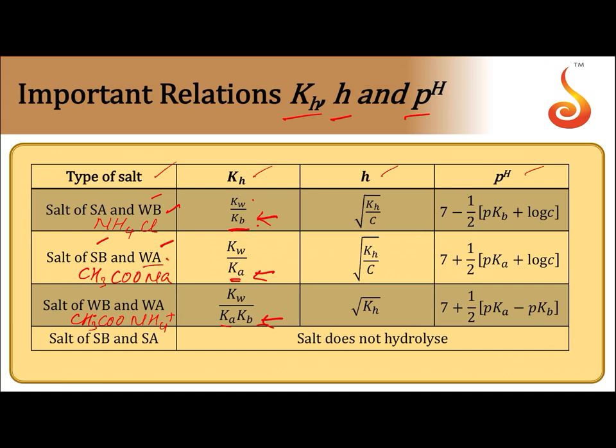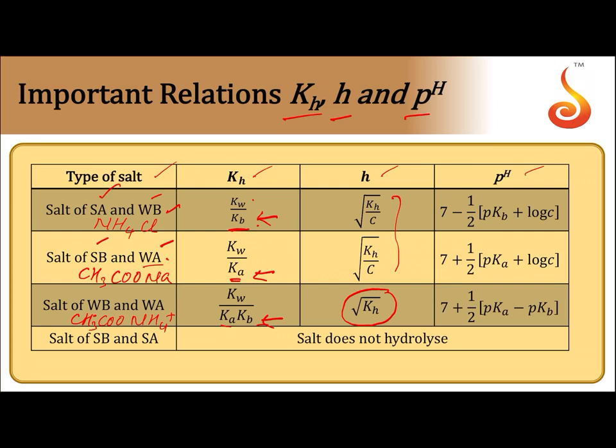Then comes the degree of hydrolysis formula. It will be root of Kh by C. The formula remains the same in both the cases. But in the case of salt of weak acid and weak base, h is independent of the concentration of the salt. Simply root of Kh we have. Then comes the pH formula.